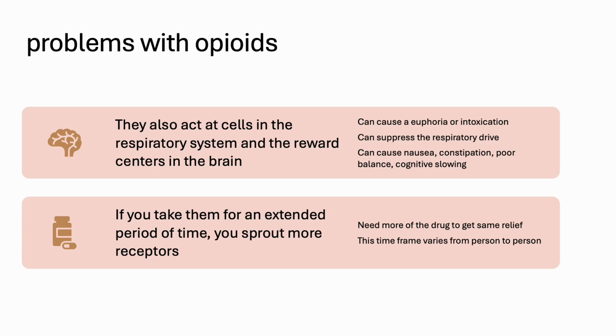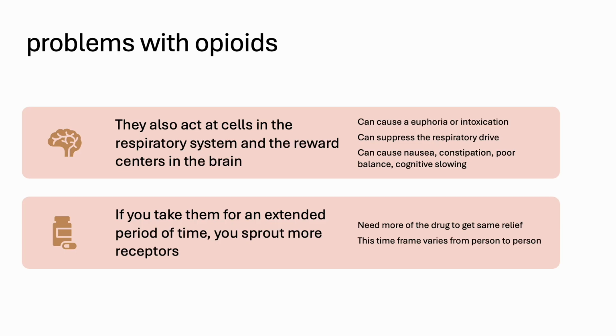Sounds pretty good, right? But there are problems with opioids because in addition to acting at nerve cells and the spinal cord, they act at cells in your respiratory system and the reward centers in your brain. They can cause a euphoria or an intoxication. This is what gets people hooked on opioids. They can suppress the drive to breathe. A person can literally stop breathing in their sleep from an overdose.